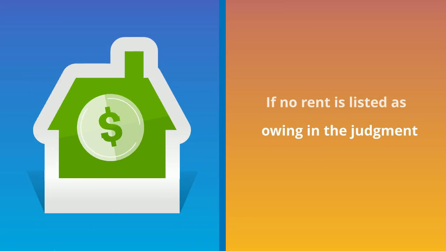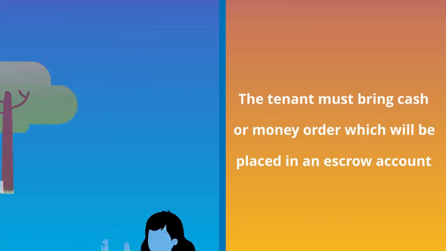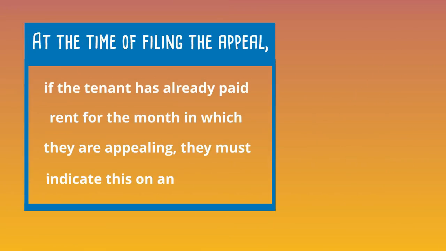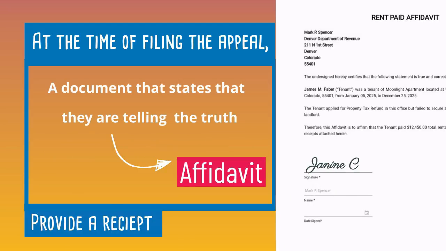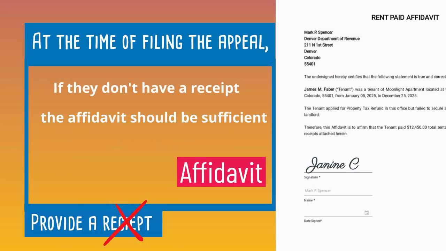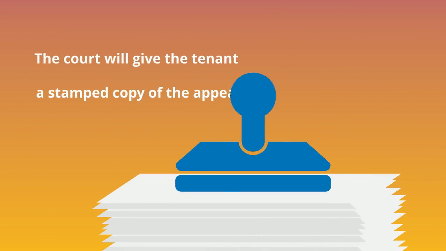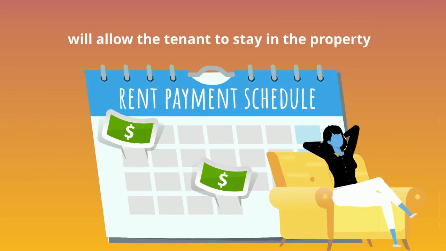If no rent is listed as owing in the judgment, they will deposit a full month's rent 30 days after the appeal. The tenant must bring cash or money order, which will be placed in an escrow account until the appeal has been decided. At the time of filing the appeal, if the tenant has already paid rent for the month in which they are appealing, they must indicate this on an affidavit, a document that states they are telling the truth, and provide a receipt. If they don't have a receipt, the affidavit should be sufficient. The court will give the tenant a stamped copy of the appeal and a rent payment schedule. The rent payments to the escrow account will allow the tenant to stay in the property.